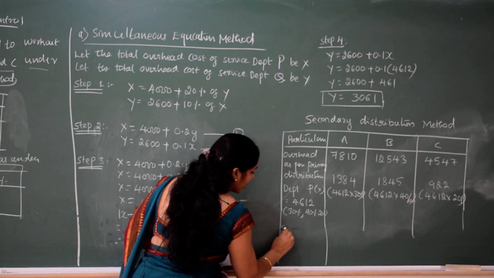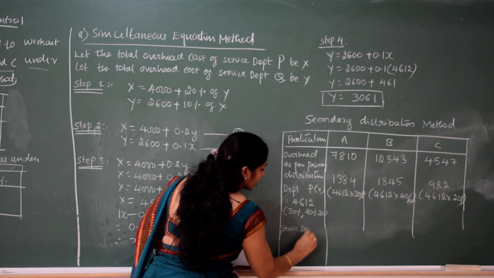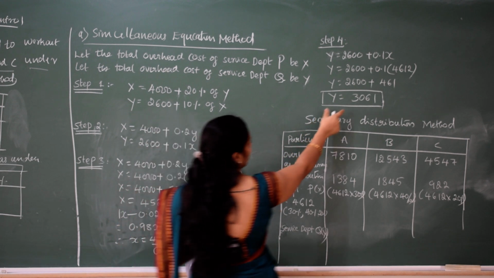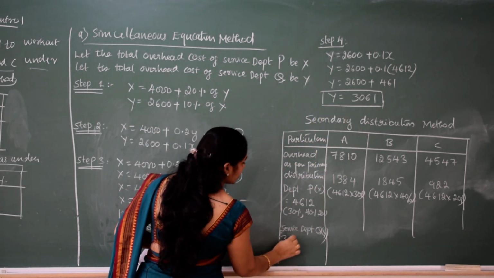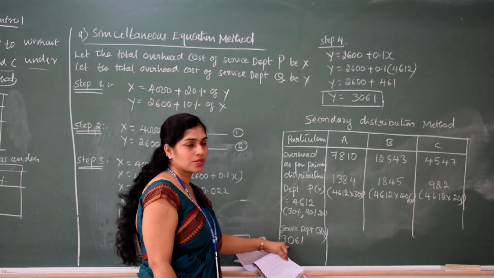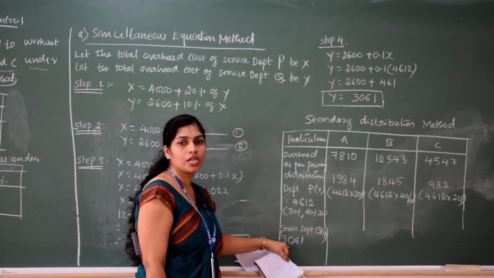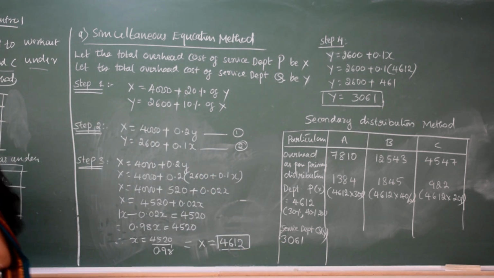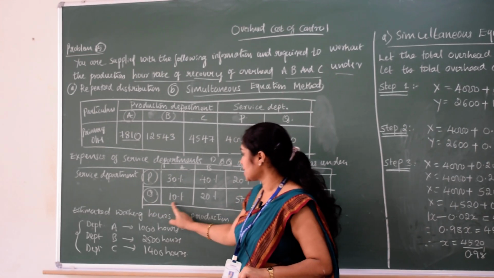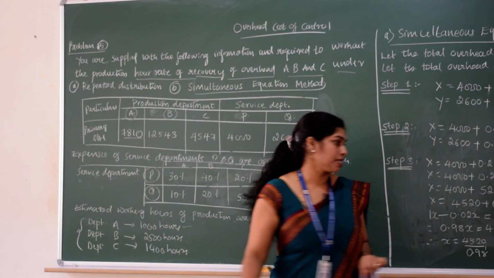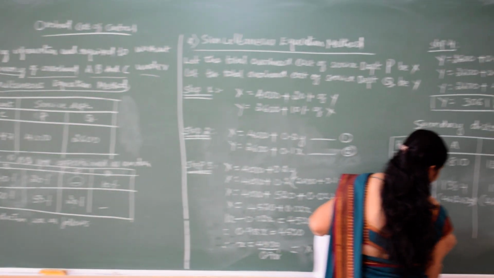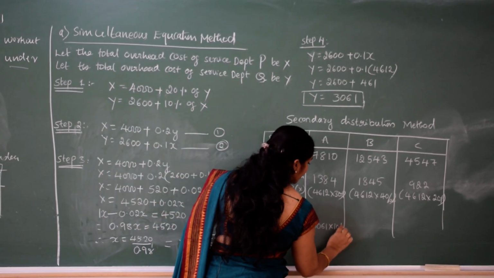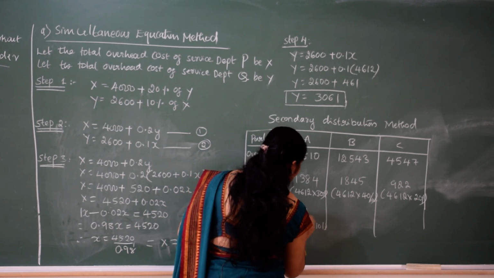Then service department Q. Q means the Y value. How much is the service department Q? The Y value is 3,061. Here 3,061 is distributed to all three production departments as per the given percentage. The percentage for Q department is 10%, 20% and 50%. Write it here. So 3,061 into, first you take 10%, that is 306.